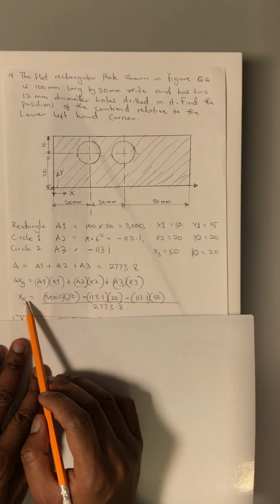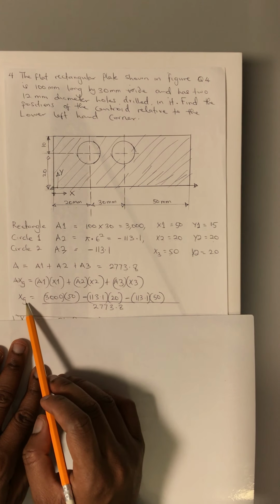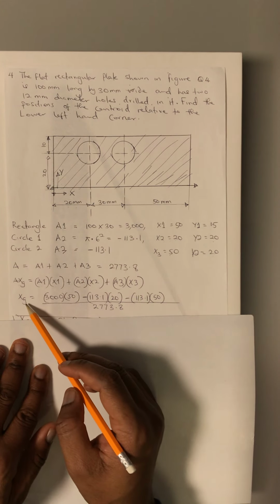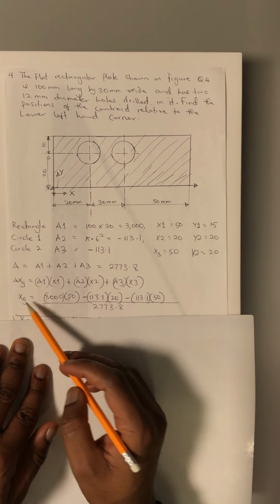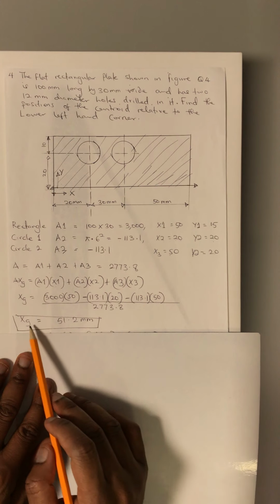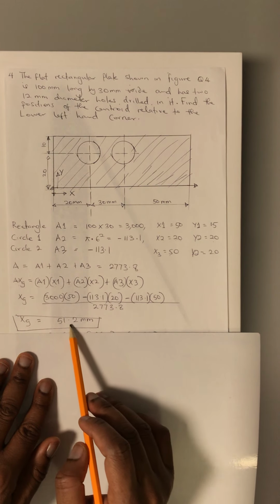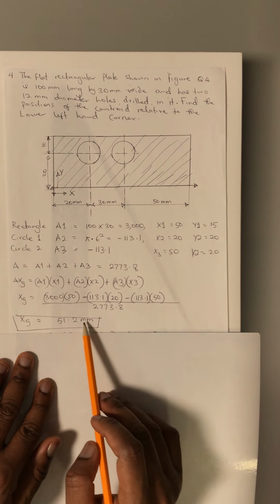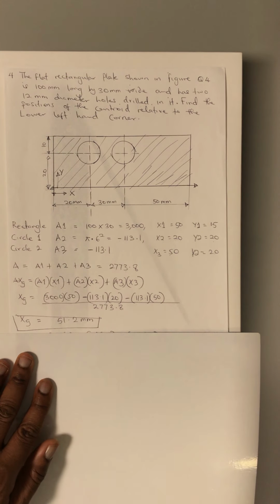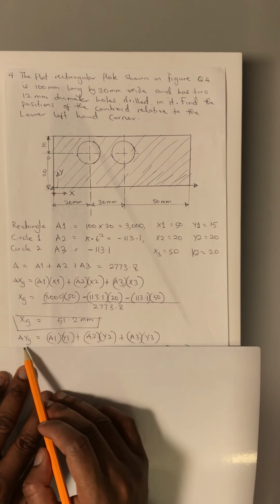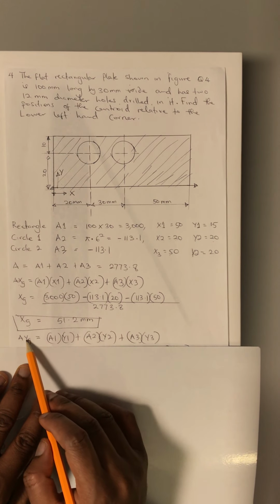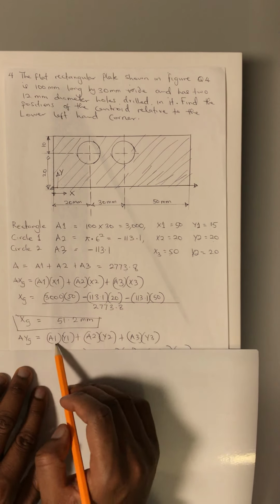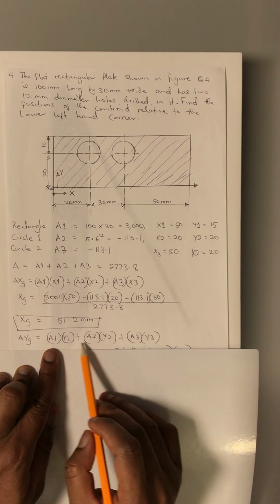Now, our horizontal component of the center of gravity, XG, gives us 51.2 millimeter.